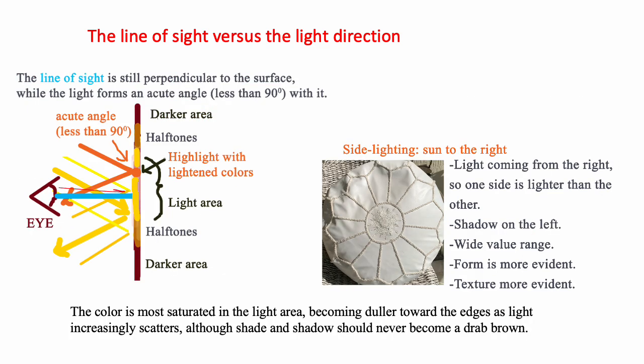Here, our line of sight is still perpendicular to the surface, but this time the light hits the surface at less than 90 degrees. So there's one spot where the light hits the surface and then goes directly to our eye. And that spot is the highlight, the lightest area, and the surface gets darker as it moves away from the highlight. This pillow is side lit from the right. So it has a light and a shaded side. It has a shadow and halftones, so we get a good idea about the form. We see texture easily, and there's a wide value range.